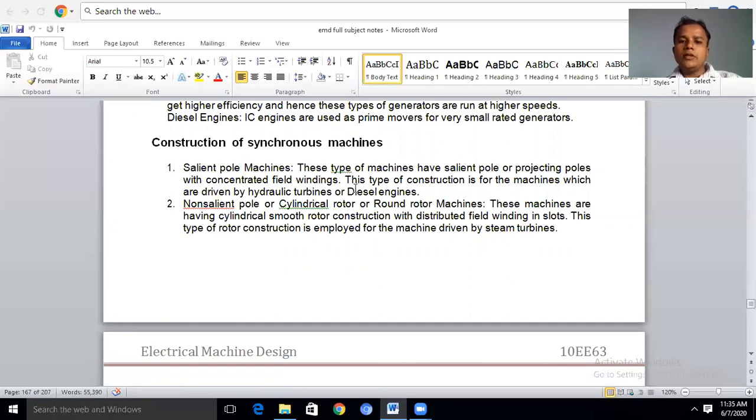field windings. This type of construction is for machines which are driven by hydraulic turbines or diesel engines. Normally this type of construction is used in hydroelectric power plants. The machines used in hydroelectric plants have a salient pole rotor. That is, the poles on the rotor periphery are projected.